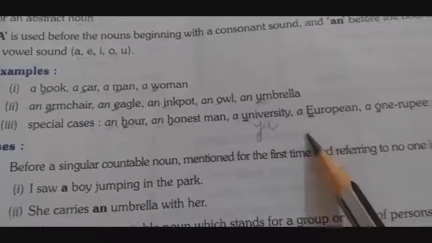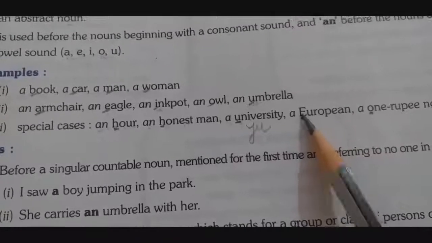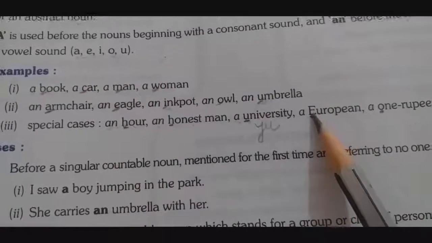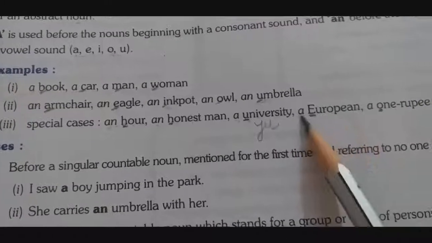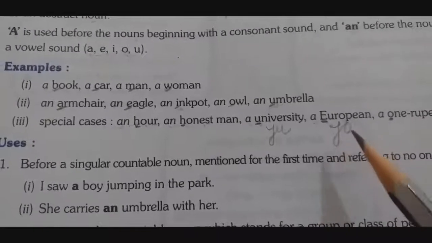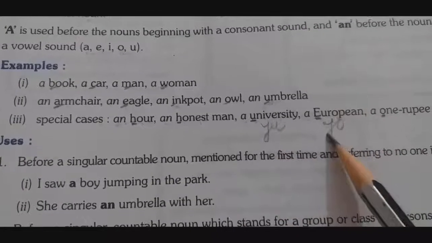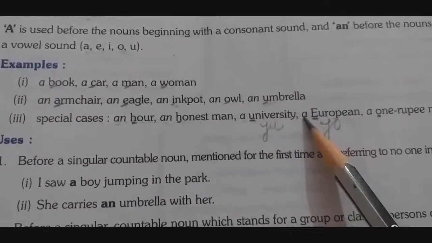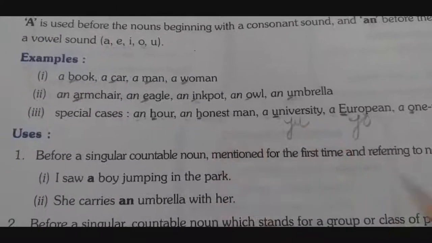Clear? Similarly, a European. Even though the word begins with a vowel letter, yet we use the article a. Why? Because when we say European, we call it "yuropean", that means Y, we can hear the Y sound. So Y comes under the sound of consonant, so we use the article a. Fine? A European. Understood, all of you? Okay.